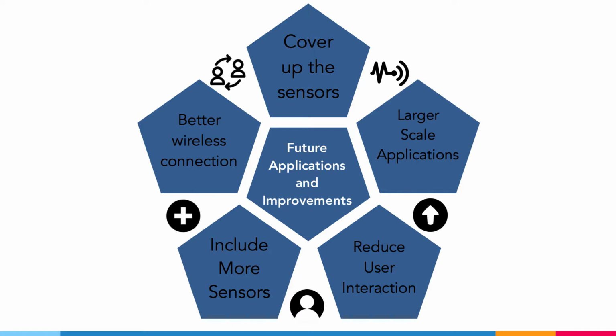So as we mentioned, we have a light sensor, but the sensor can only change the brightness of LEDs. In the future, we want the brightness of actual light bulbs to change so that users can implement this in an actual household. Next, we also want to reduce user interaction.